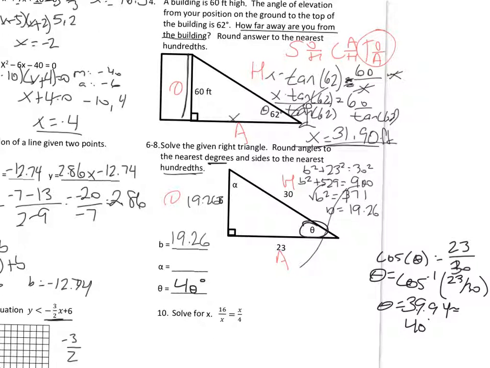And then you could use trigonometry again from alpha, or you can just subtract from 180. So I can do 180 minus 90 minus the 40 that we know. So 180 minus 90 minus 40 is equal to 50 degrees.